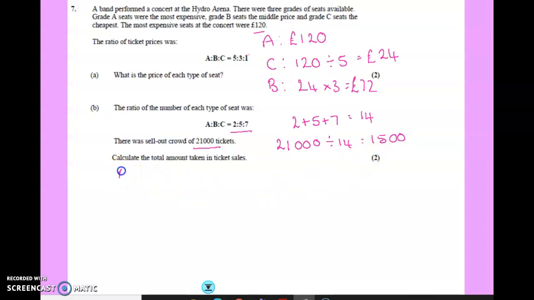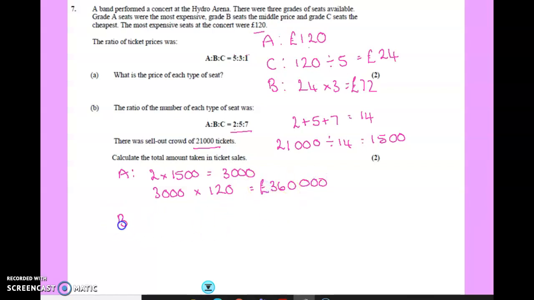Okay, so seats A then have 2 lots of that. So we're going to do 2 lots of the 1,500, which is 3,000. So there are 3,000 seats at A. Tickets at A cost £120. So 3,000 times 120 is £360,000.